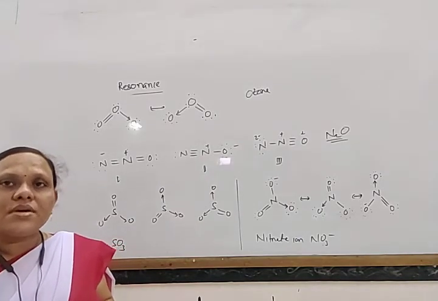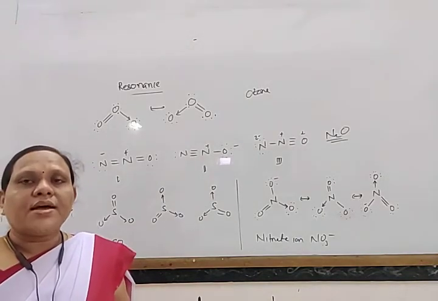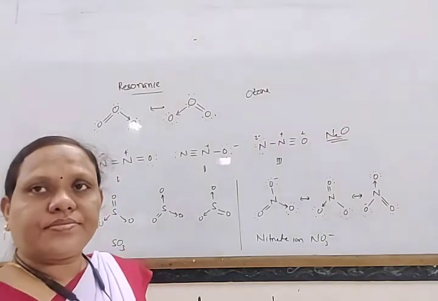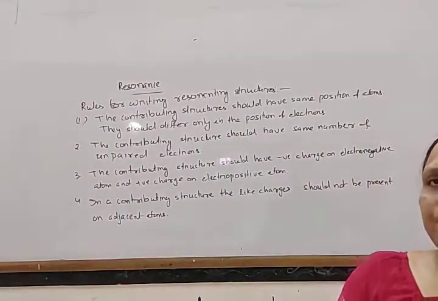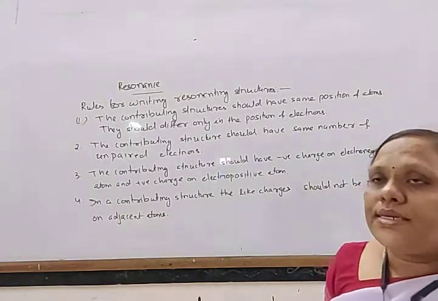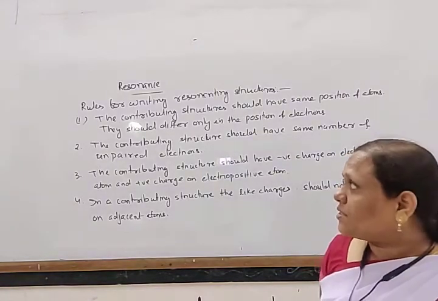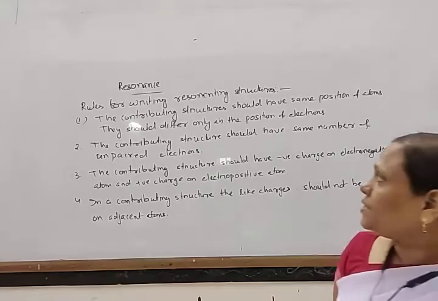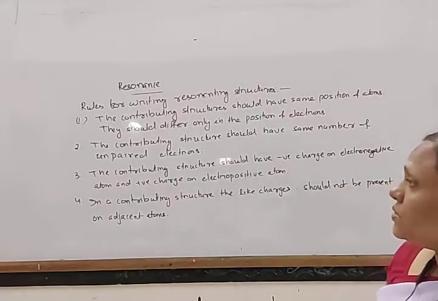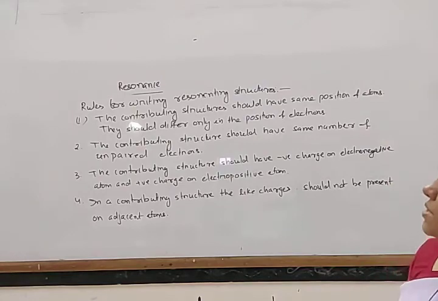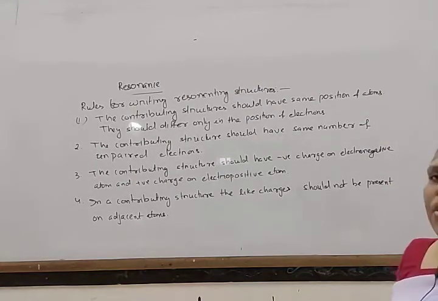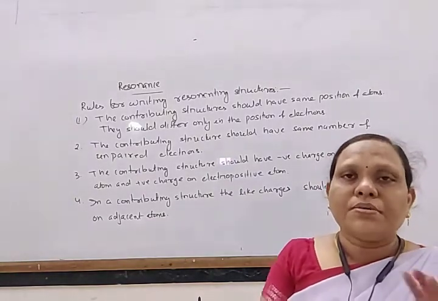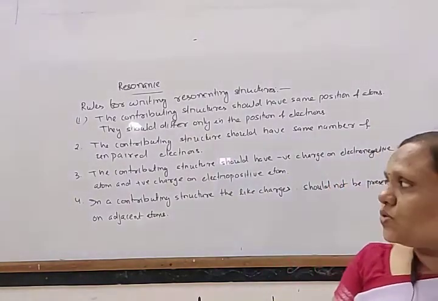So how do we write the resonating structures, and what are the characteristics? Let us discuss here. Note down the rules for writing resonance structures. The contributing structures should have the same position of atoms. They should differ only in the position of electrons. The contributing structures should have the same number of unpaired or paired electrons. The atoms are the same, and the number of electron pairs or unpaired electrons is also the same.